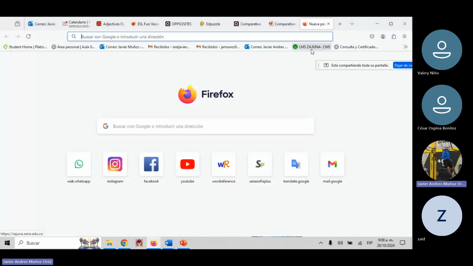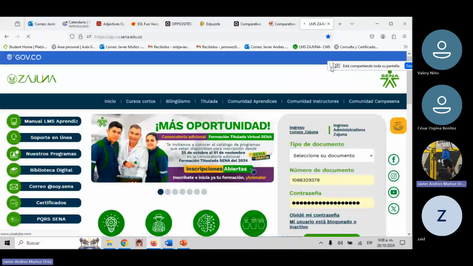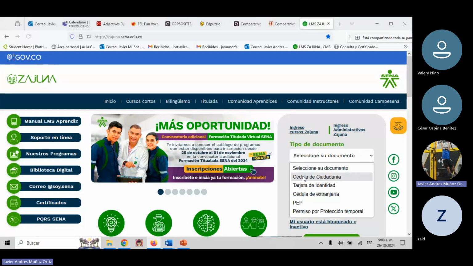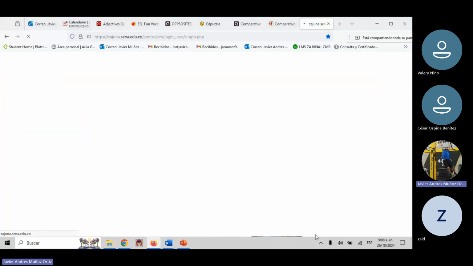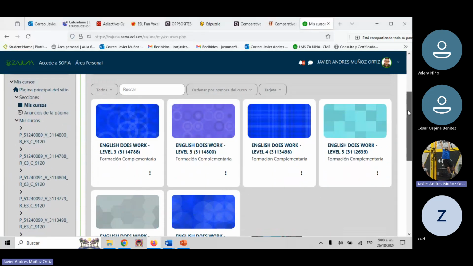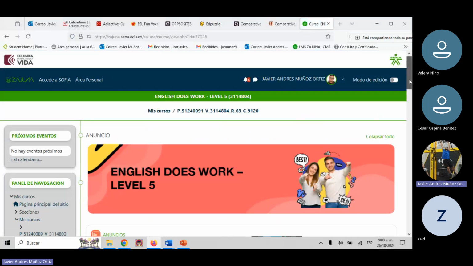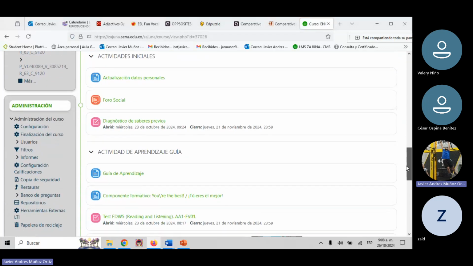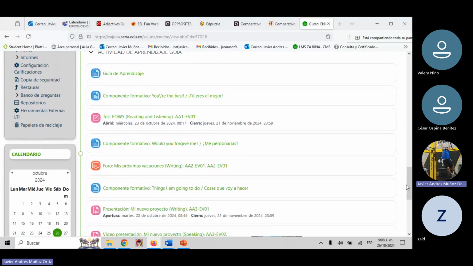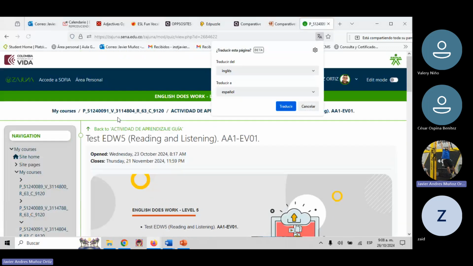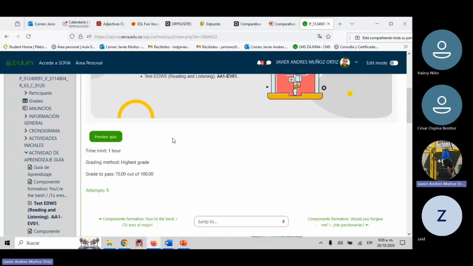But just in case, I'm going to share with you the steps to present the test. We go to Zayuna, and in Zayuna we click on English Does Work Level 5, and this is our course. Here in English Does Work Level 5, we click on Actividades de Aprendizaje Guía. It's already opened. Then we click on Test. Once we click on Test, we're going to be able to present the test.